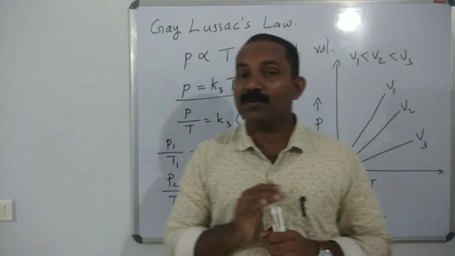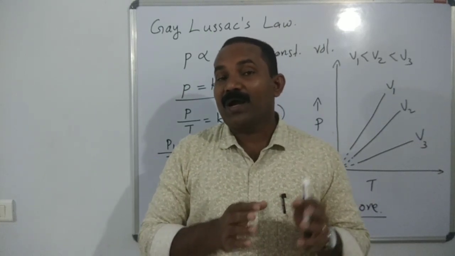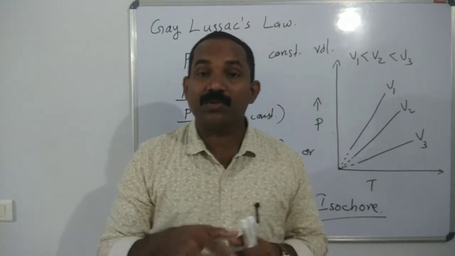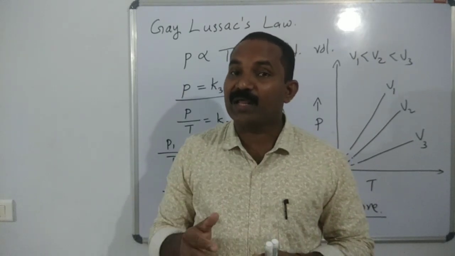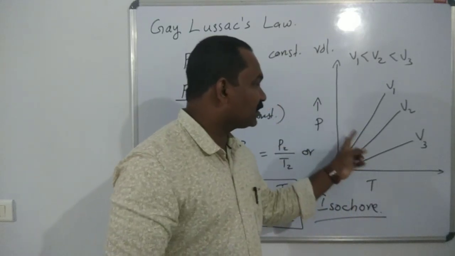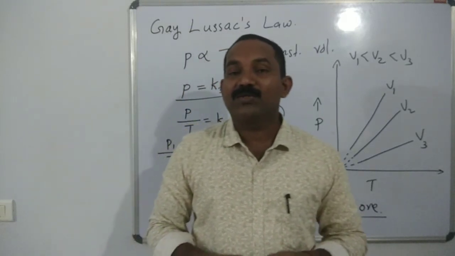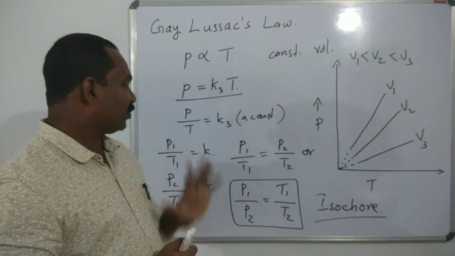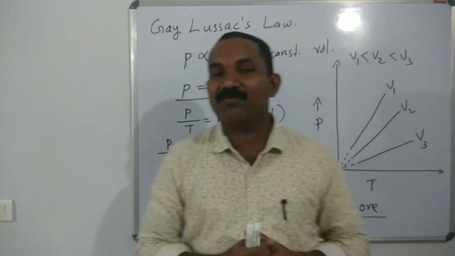So what are isochores? An isochoric process means the process takes place at a constant volume. So isochores are the plots of pressure versus temperature at a constant volume, and each line is called an isochore. Are you clear? So that's about Gay-Lussac's law: pressure is directly proportional to the temperature. Now we move to the applications of Gay-Lussac's law.